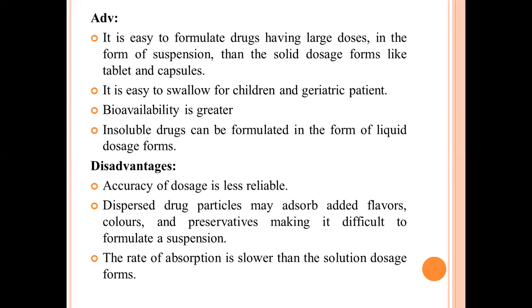Now, what are the limitations of suspension? Accuracy of dosage is less reliable. As we know, in the case of tablets and capsules, taking the example of a tablet, as a unit dosage form the accuracy of dose is there. Whereas in suspension, as it is a liquid dosage form, there are chances of losing dose. Therefore the limitation of suspension is that it is a less accurate or less reliable dosage form in terms of accuracy.